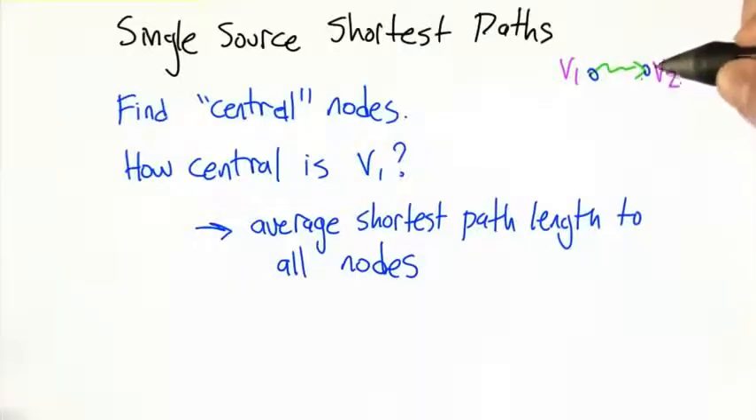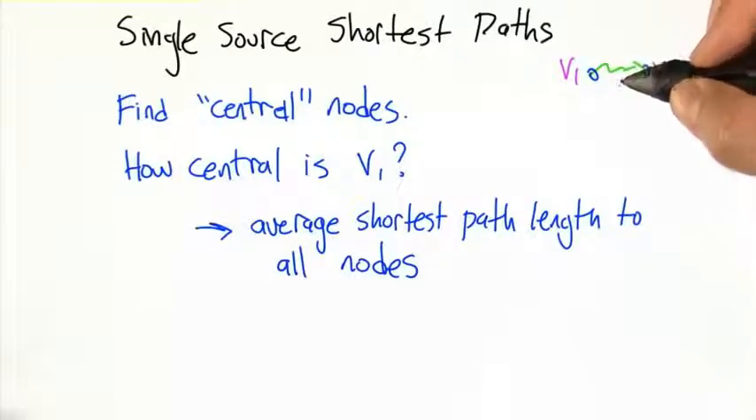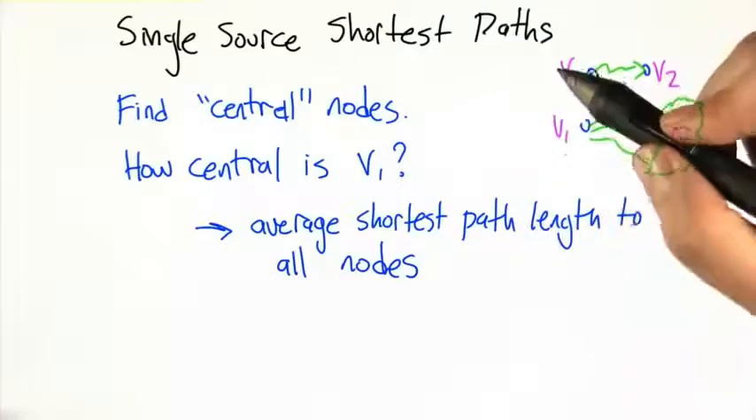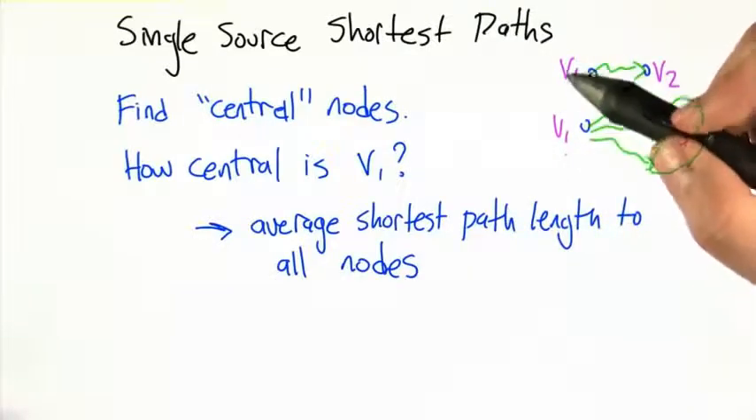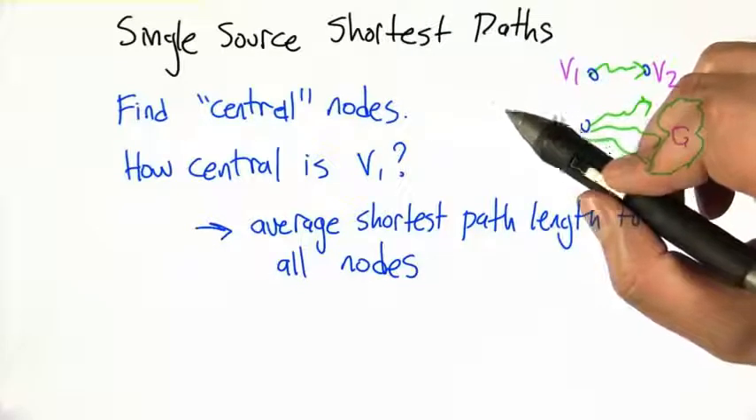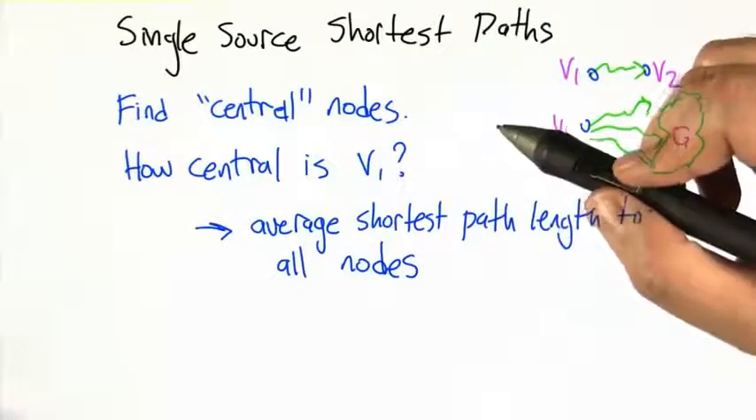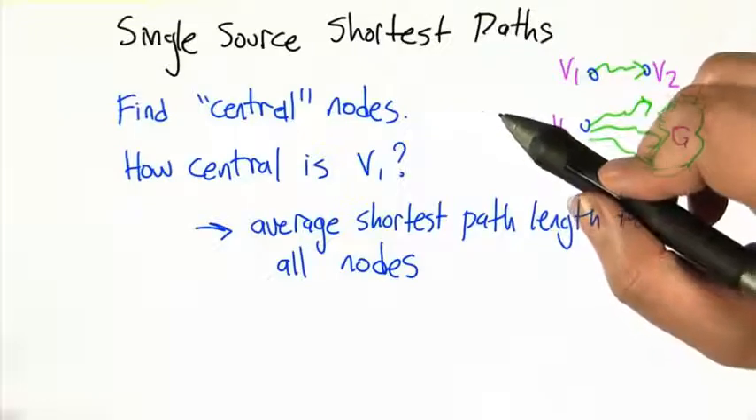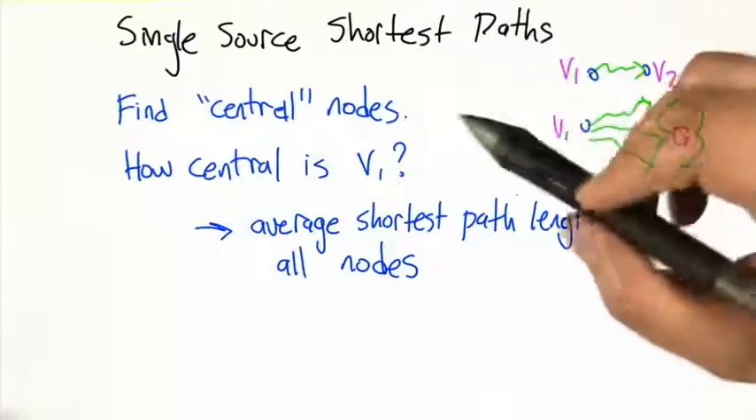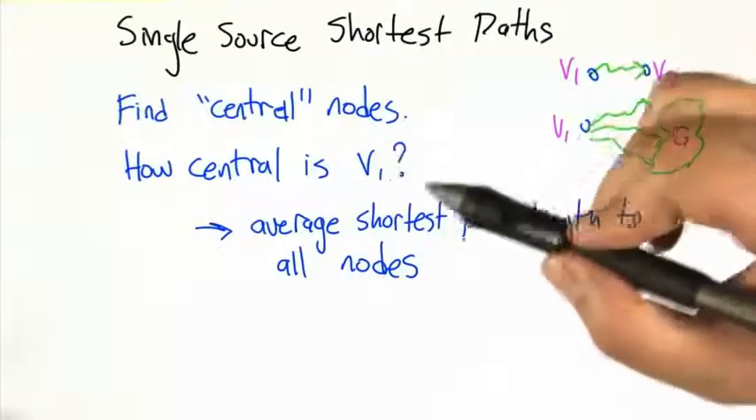So next we're going to extend this idea of finding a path from V1 to V2 to the idea of finding a shortest path from V1 to all other nodes. One of the reasons we want to do that is to identify central nodes in a social network. Nodes that are likely to have a lot of influence, are well placed, are very well connected. And so we're going to look now at the question of, given a node V1, how central is it?